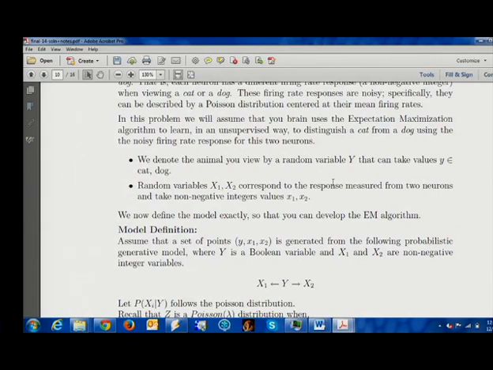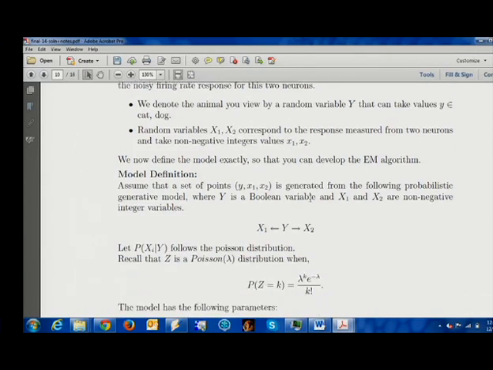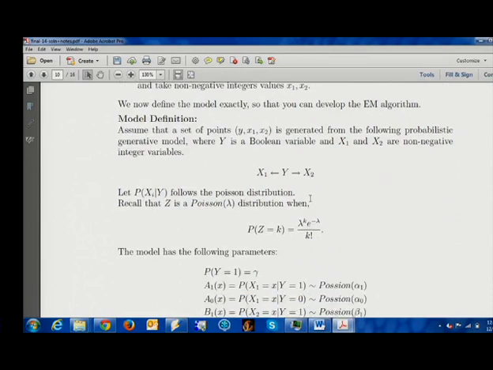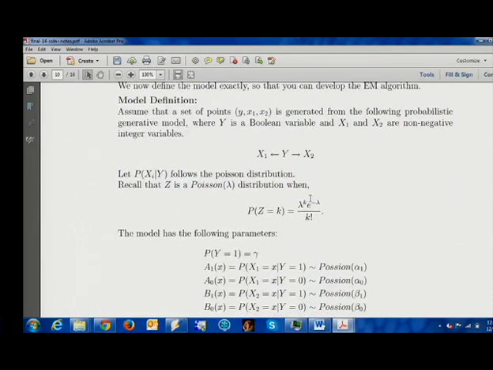The animal you view is going to be denoted by Y, and it takes two values, cat and dog. X1 and X2 correspond to the responses measured from the two neurons. As I said, they are non-negative integers, with values lowercase x1, x2. Okay, so this is the model that we have, and that was still part of the problem definition.